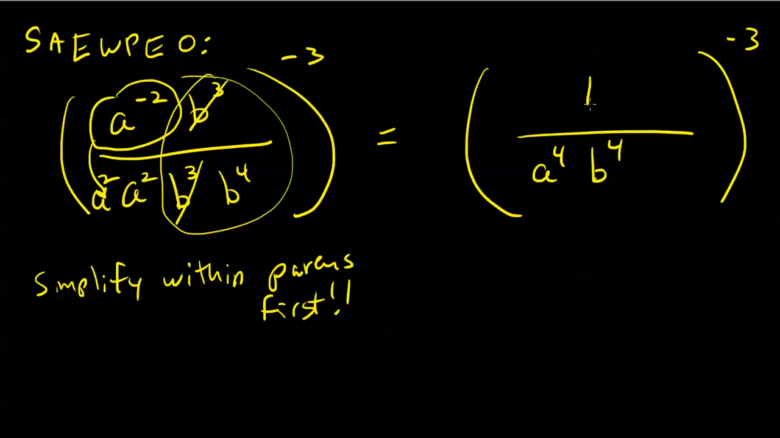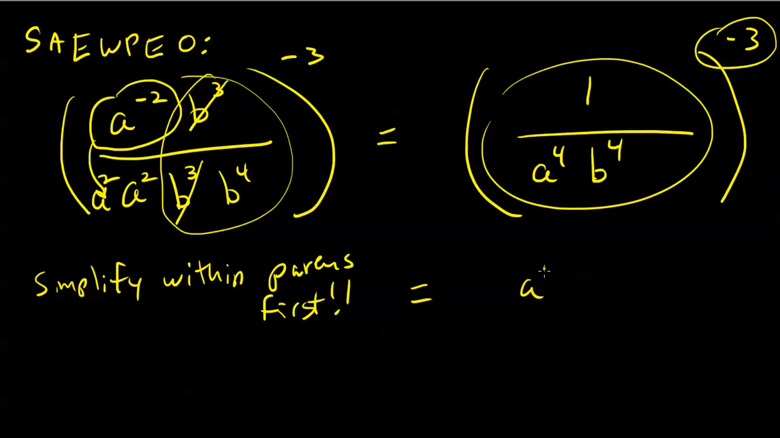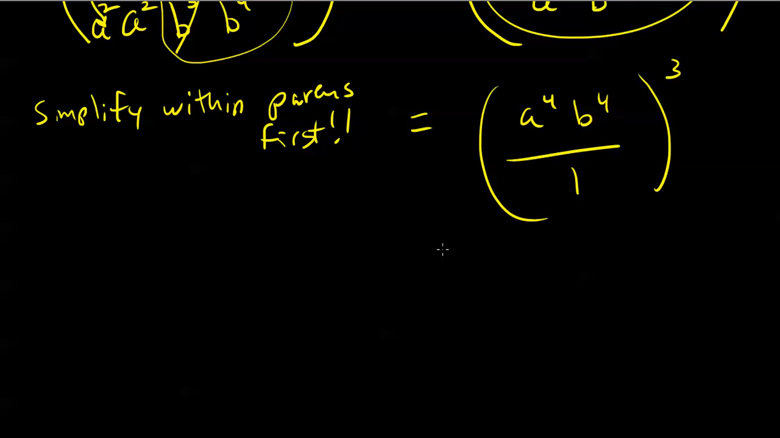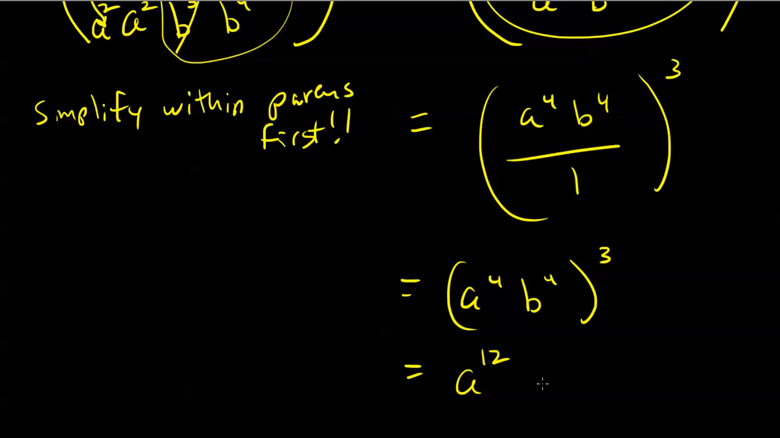Alright, so I've simplified very nicely inside the parentheses. Now I notice I've got a fraction raised to a negative exponent. I can invert that fraction and change my exponent sign. Well, now I've got a denominator of 1. That'll come in handy. Well, division by 1 is redundant, so I don't really need to write that. So I can just say this is a to the fourth times b to the fourth cubed. And my final response is then going to be a to the fourth cubed times b to the fourth cubed, namely a to the 12th times b to the 12th.